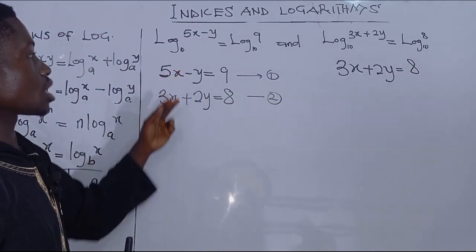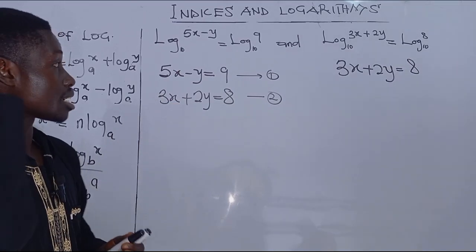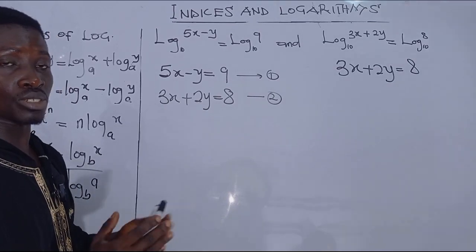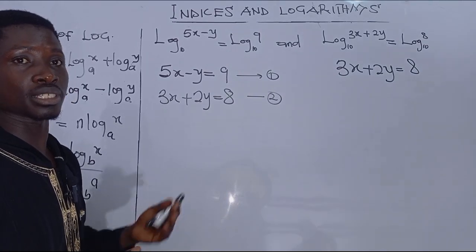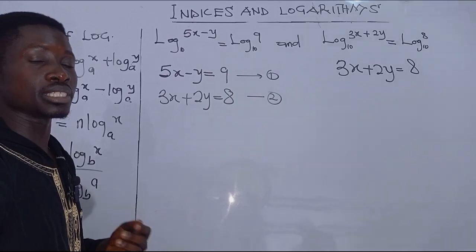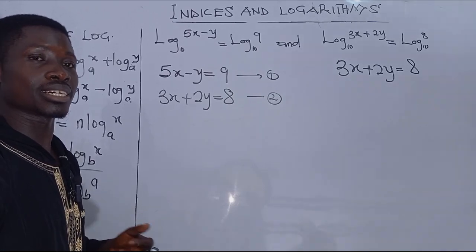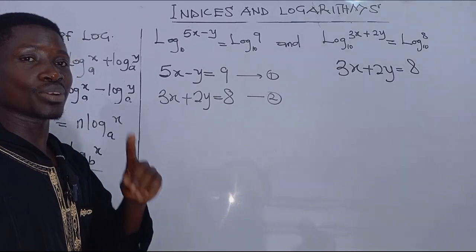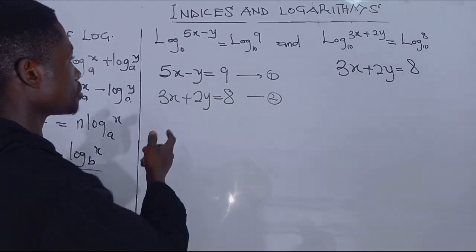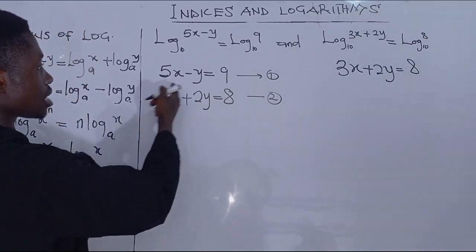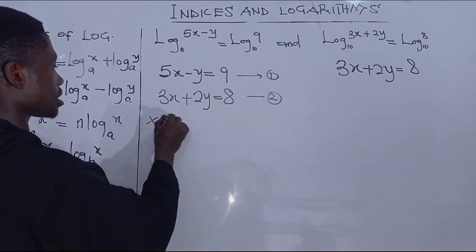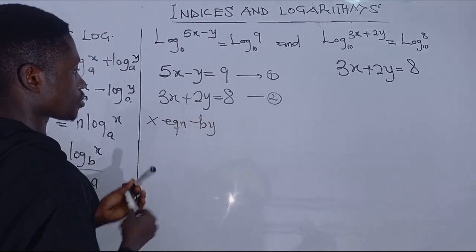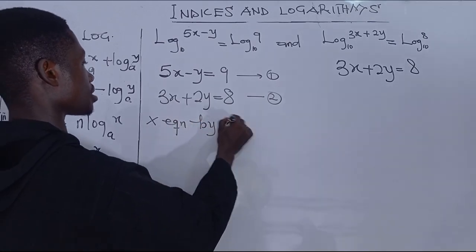Now we have two linear equations and we can solve them simultaneously. In doing that, we can use any of the methods used in solving simultaneous equations. We can use elimination, substitution, the graphical method. We can also use Cramer's rule. And lastly, we can use the calculator. So let's use the elimination method. We can do that by multiplying equation 1 by 2.